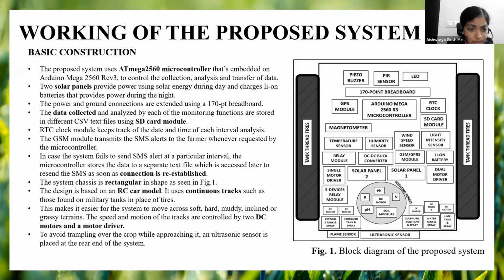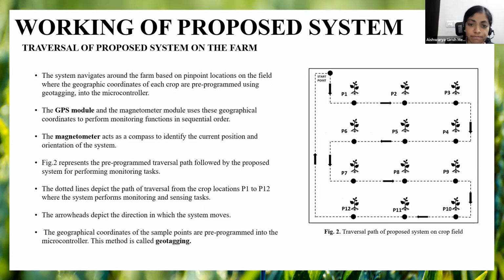And other than that, the chassis of the system is rectangular in shape and it's similar to an RC car model. And it also uses continuous tracks that are found in military tanks. So it can traverse through any uneven areas.